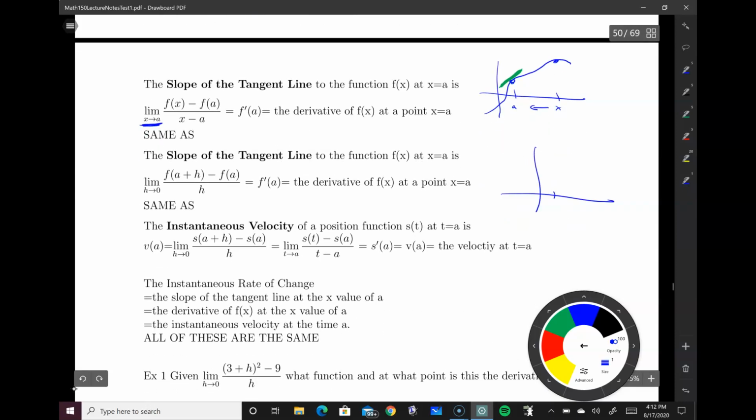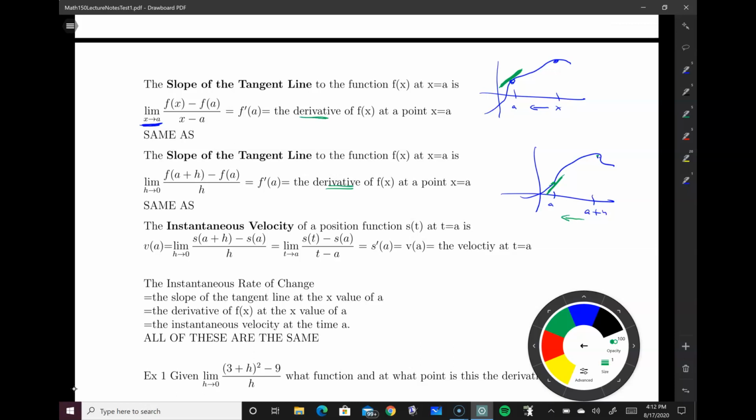And then same idea here on this one. If I have a and a plus h, and again, my 2 points, f of a and f of a plus h. If I let h go to 0, that will move this point to this point becoming closer and closer to here. So I'll find the slope of that tangent line. So the slope of the tangent line is called the derivative.